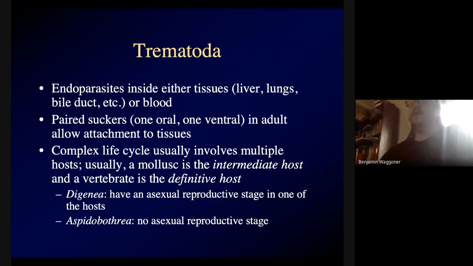So today we'll cover Digenea. That's the flukes. Digenea means two generations because these always alternate between a sexual stage in a definitive host, a vertebrate, and an asexual stage in an intermediate host, a mollusk. There may be various secondary hosts or paratenic hosts as well.